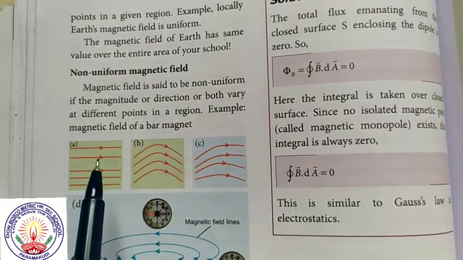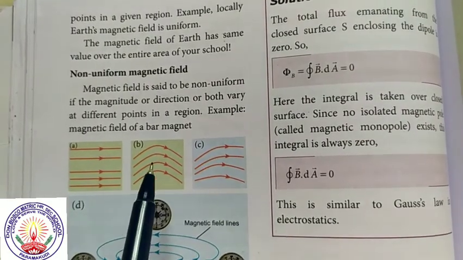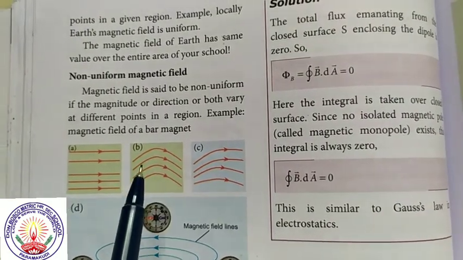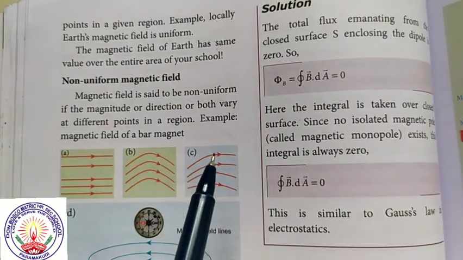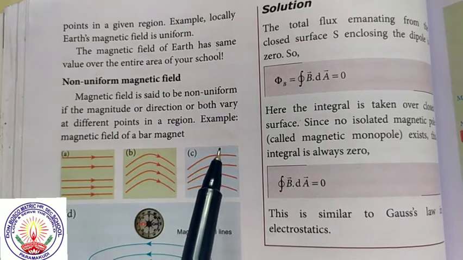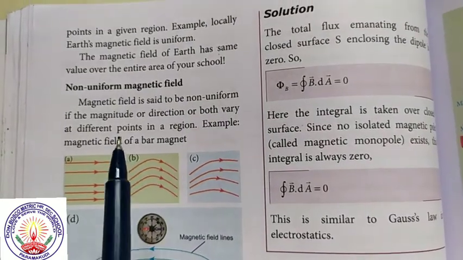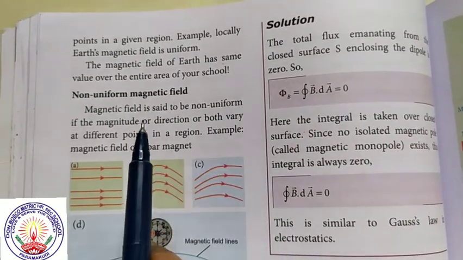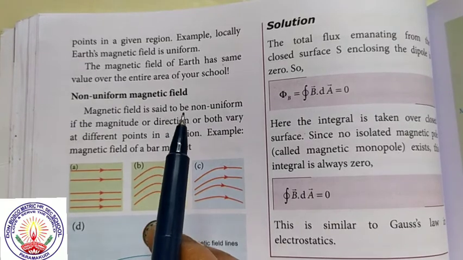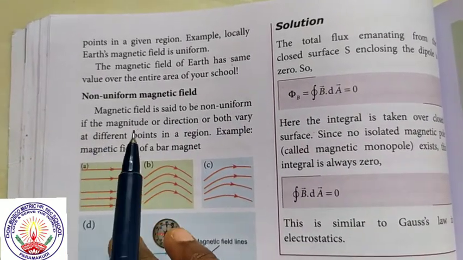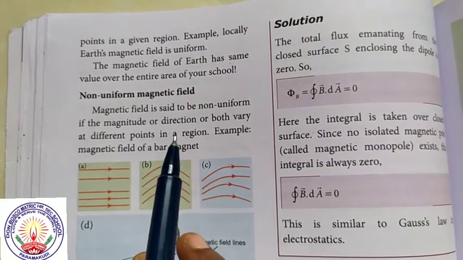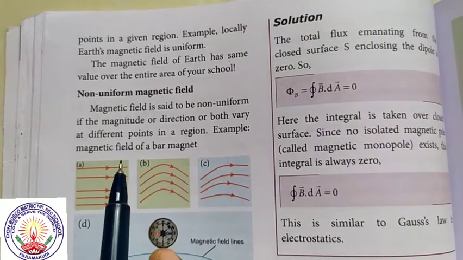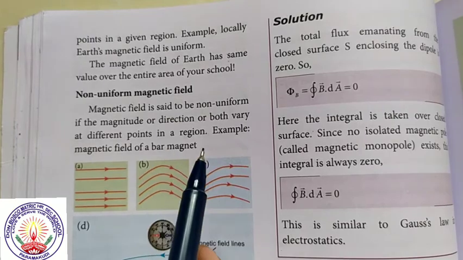So look at this diagram. This is the uniform field. In this other field, the curve changes direction, so its magnitude and direction have changed. From this we can identify that this is the non-uniform magnetic field. So the magnetic field is said to be non-uniform if the magnitude or direction or both vary at different points in the region. For example, the magnetic field of a bar magnet.